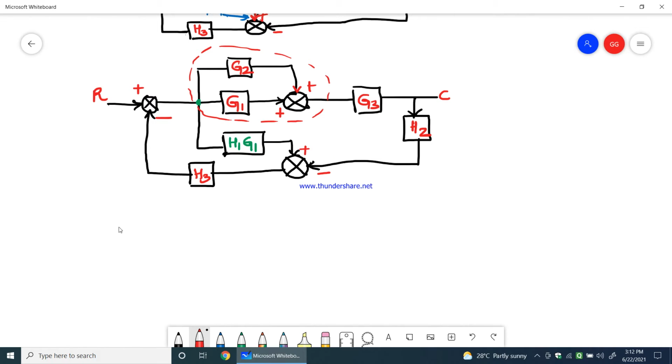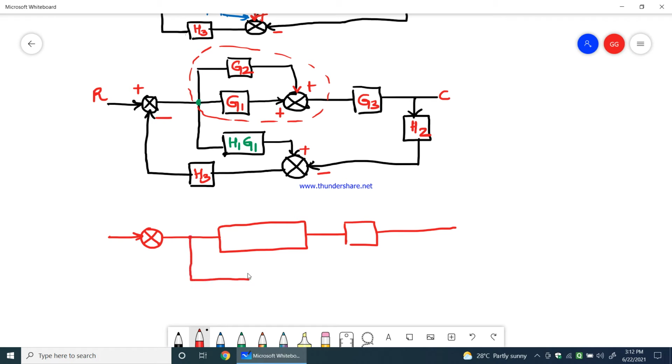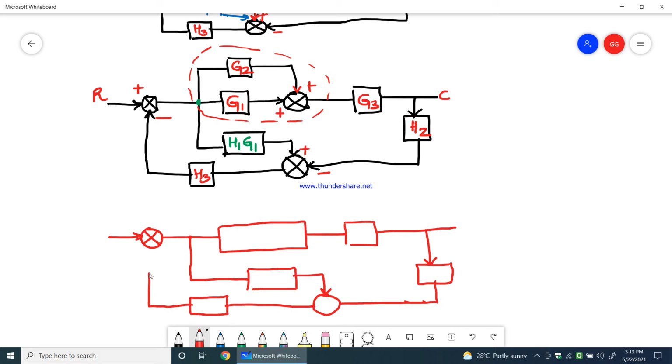Therefore I will write a new block. So I do have a block here, and I do have another block here, and this is C. Now I have a block which is coming out from here, and this is given to a summing point, which is like this, and from here we have another block which is given to this. So this is plus, minus.